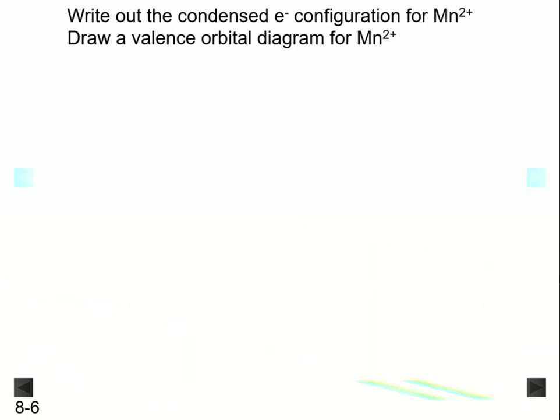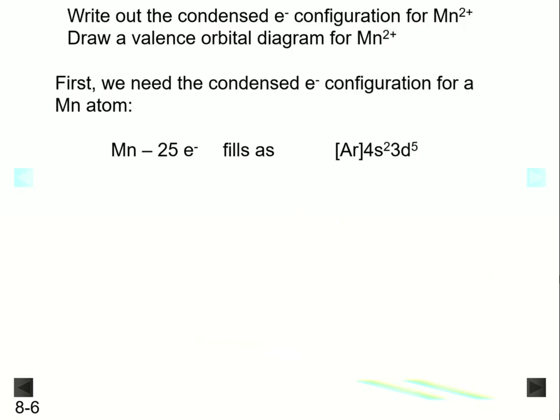So let's start off and look at a condensed electron configuration for the manganese 2 cation. And then once we have that, we'll draw a valence orbital diagram for the manganese 2 cation. In order to do this, we first need a condensed electron configuration for the manganese atom. For manganese, there are 25 electrons, and that will fill as argon with 18 electrons, and then 4s2 3d5 to get us to 25.